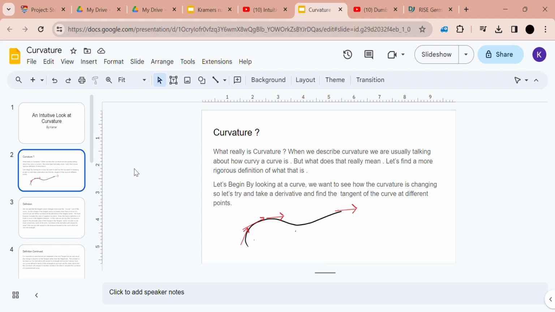We want to see how the curvature is changing. So let's find the derivative and visualize the derivative at multiple points. We want this to be intuitive, so let's draw the tangent. We can see that over the areas with more curvature, the direction of the tangent vector changes more. So we could call curvature the change in the tangent vector. So it's the derivative of the tangent vector, I guess.